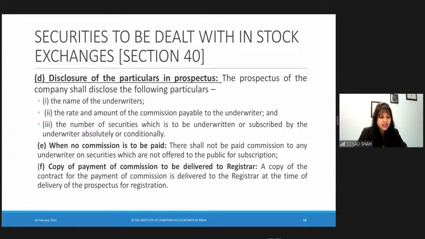R stands for rate. For shares, the maximum rate is 5% or the amount prescribed in AOA, whichever is lower. For debentures, it is 2.5% or the percentage prescribed in the AOA, whichever is lower. Are we good here, guys? Everybody is good. Have you written this?